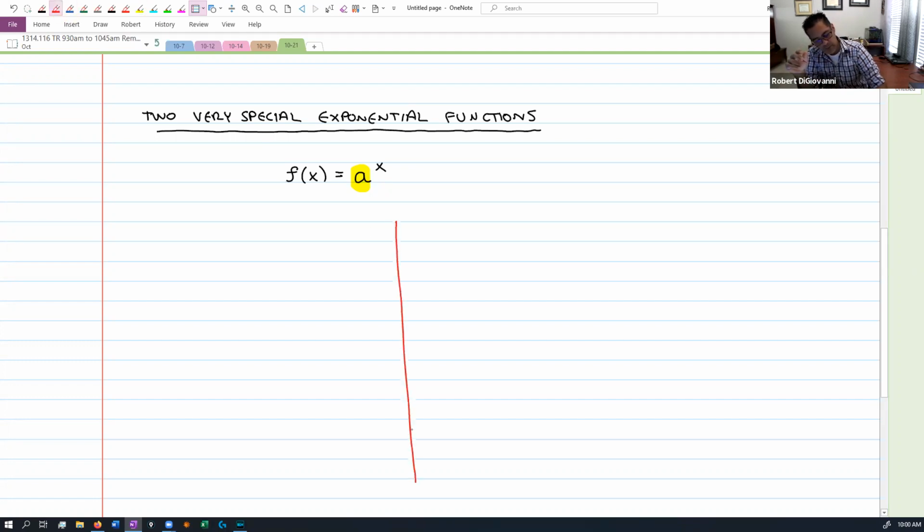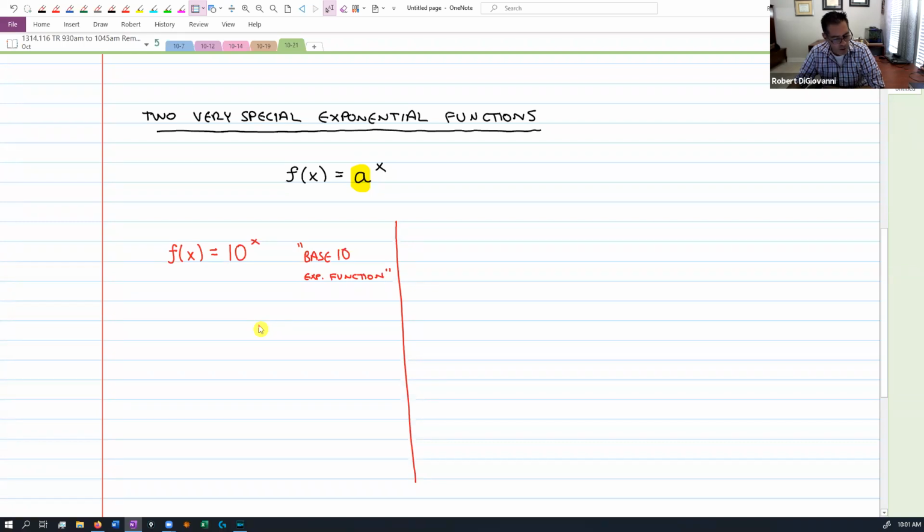Okay, the first one is the function f of x equals 10 to the x. Do you see here the base, the number on the bottom, is 10? That's a very special one. This is called the base 10 exponential function, because the base is 10. That's obvious, right?